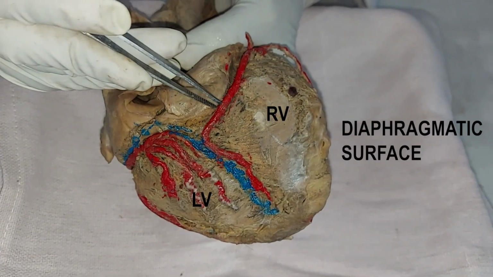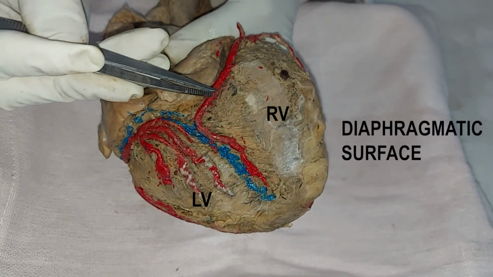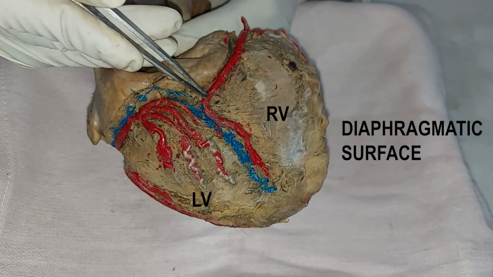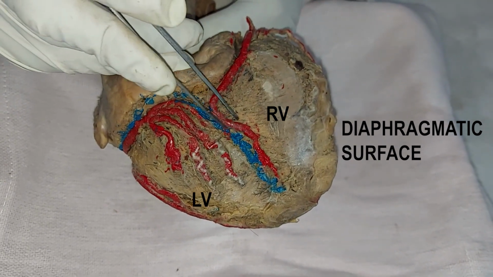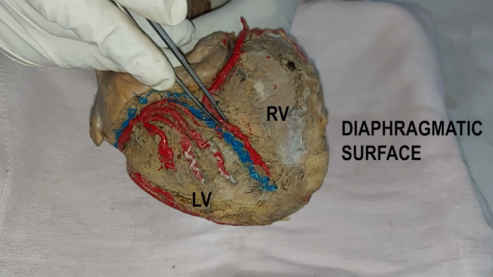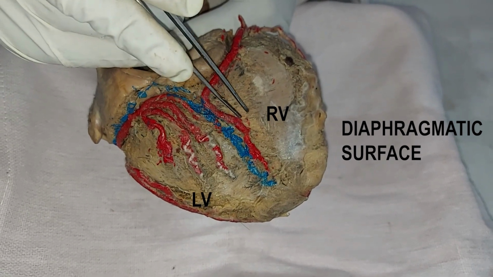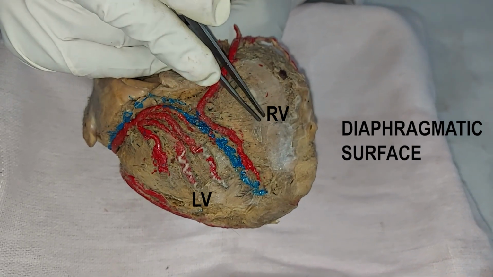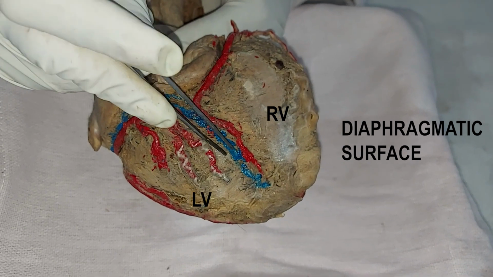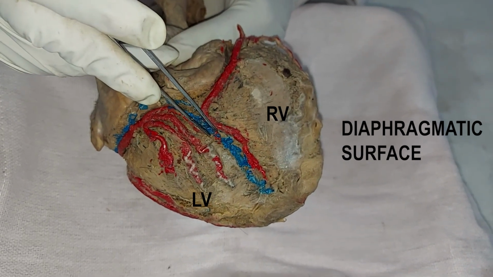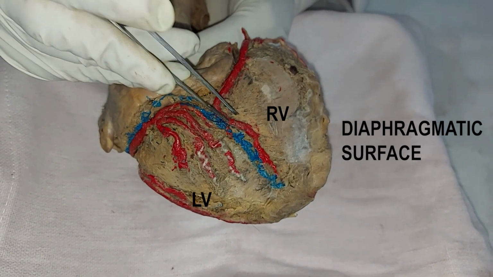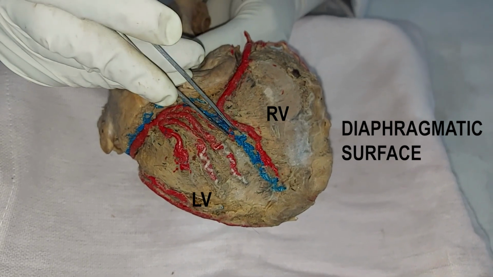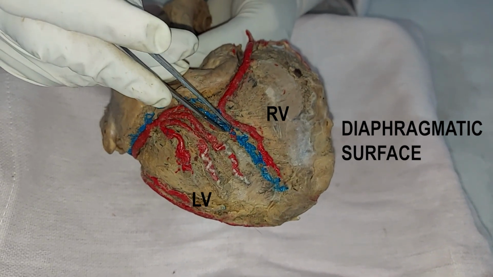Now this right coronary artery will give off the ventricular branches on the posterior side, and then it will continue as posterior interventricular artery in the posterior interventricular groove. So here it is the right and the left ventricle which are separated by this posterior interventricular groove, and here the posterior interventricular branch is lying along with the middle cardiac vein.